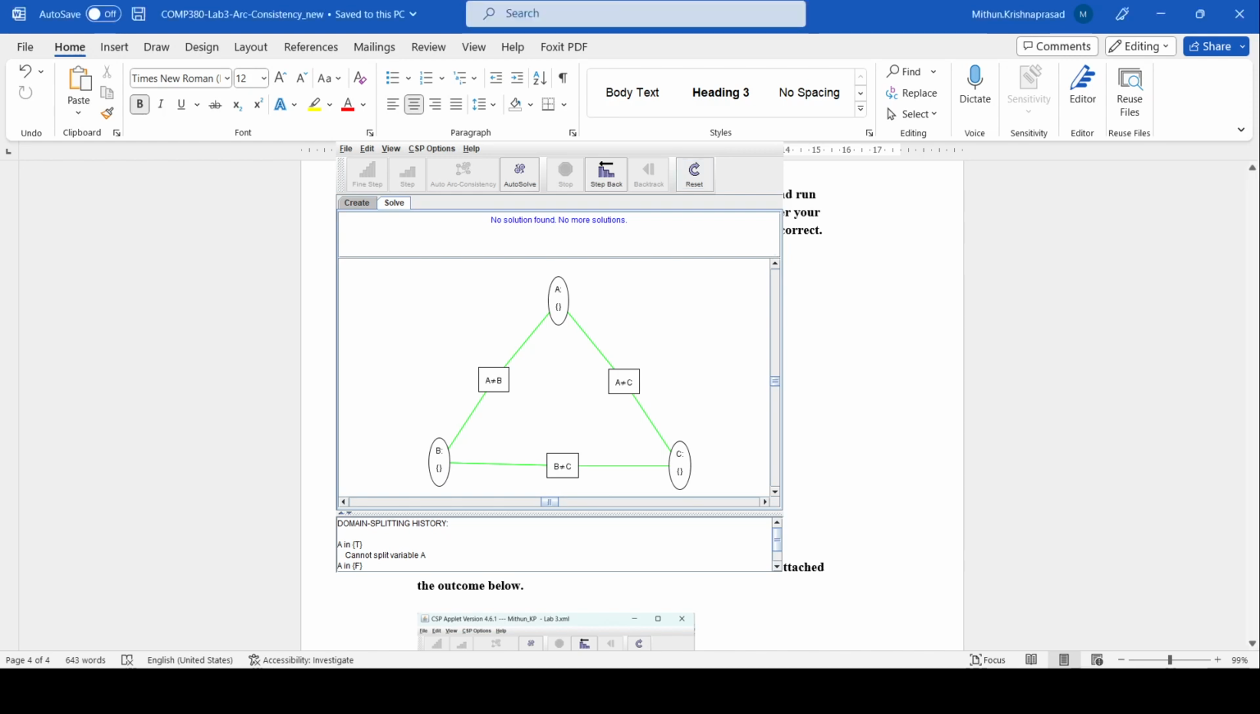I also attached the screenshots of the AI space problem that I've used in this. So yeah, thank you.